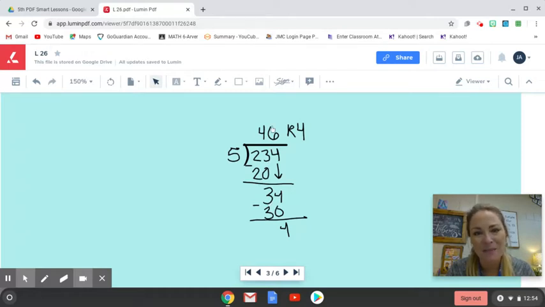I still have a space left to fill, so I'm going to drop down this 4. Can 5 go into 34? Sure. The closest we're going to get is 5 times 6, so I wrote my 6 up there. 6 times 5 is 30. I end up with 4 remainder. I have no more spaces to fill here, so I have nothing else to bring down at this time. 4 is my remainder. So ultimately, my quotient or my answer to this division problem is 46 remainder 4.